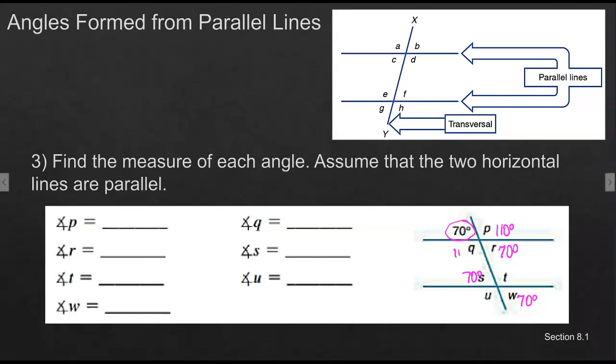Q is vertical from P, and then T is in the same position as the P is on the first parallel line. On the second line, that's the second line parallel to that one, it would be the same. And then, of course, we have vertical angles. And so we have 110 or 70 for all of our angles.